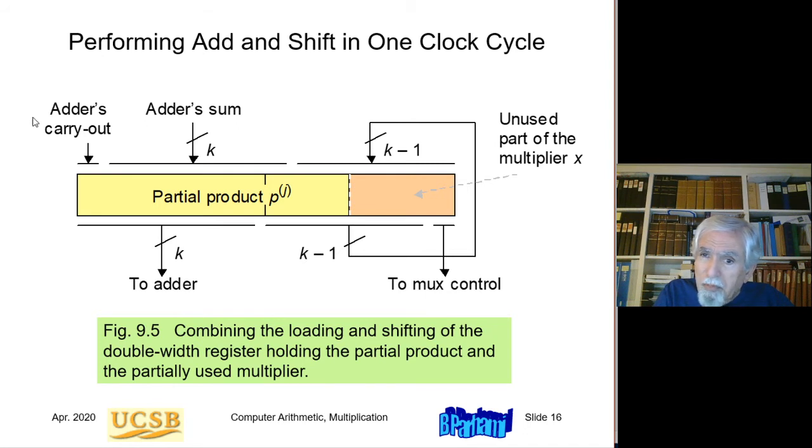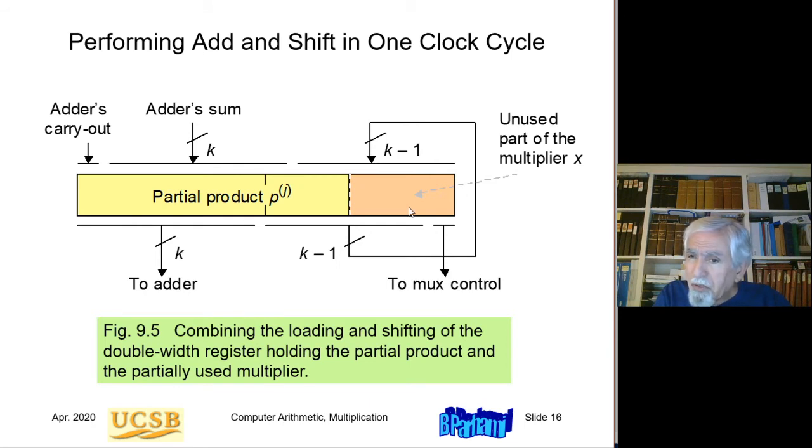comes and is placed in the register, not in the same k bit positions, but one bit to the right. The carry out of the adder is placed here. And then these k minus one bits are placed here. And this bit is used to control the operation in the current cycle. Okay, in each cycle, this bit is used to control the operation. That's the next bit of the multiplier.